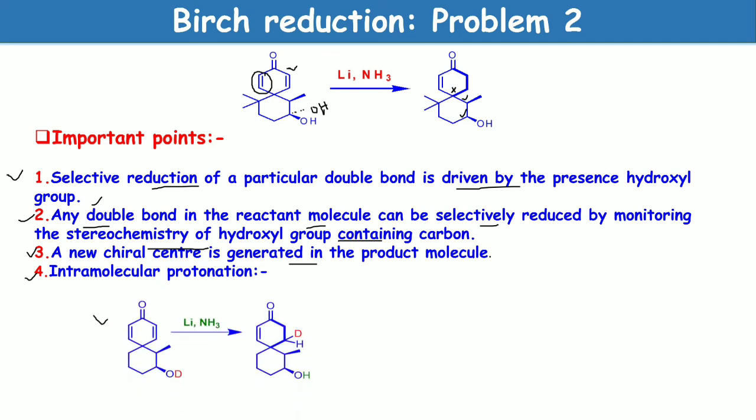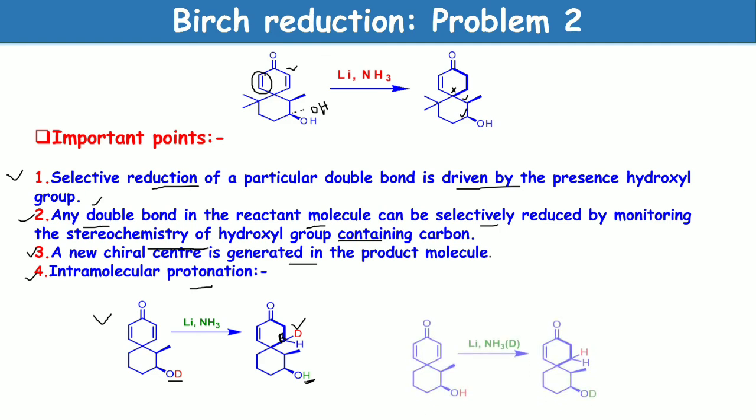In this molecule you can deuteriate the hydroxyl group. So if the protonation is intramolecular, then transfer of deuterium will happen and deuterium will be attached to the beta position in the product, and this green colored hydrogen will be from ammonia.